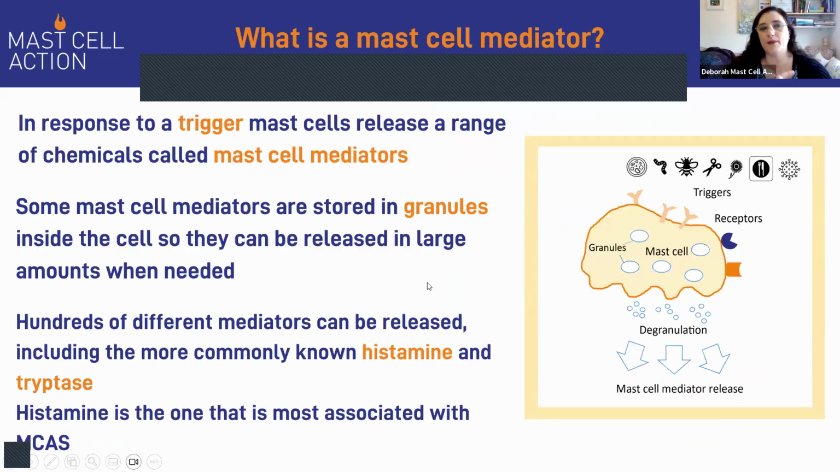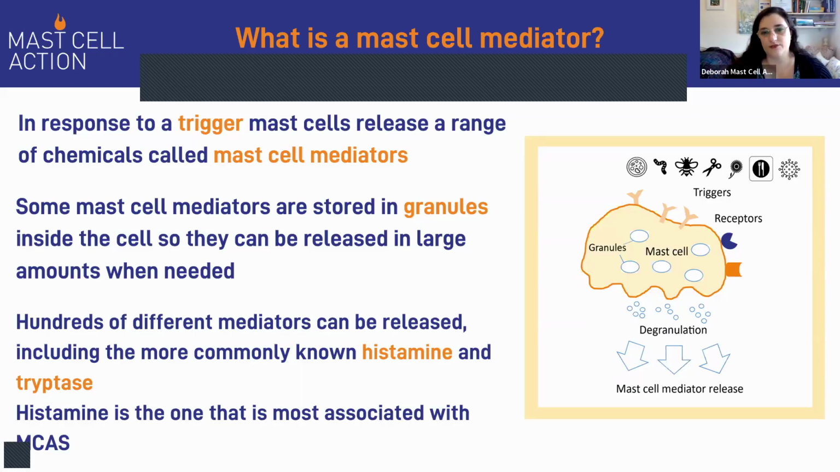So I've talked a little bit about mast cell mediators. The mast cell contains these chemicals that they release in response to those triggers, and they are the mast cell mediators. And those mast cell mediators are stored in what are known as granules inside the mast cell, and they're there as a store, prepared, primed, ready to go at a moment's notice.